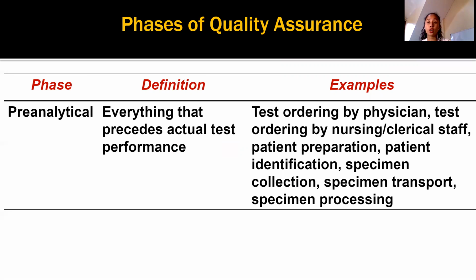Test ordering by nursing or clerical staff. We should train them, we should inform them that the test orders they input are correct. Patient preparation. For example, if the test requires fasting, we should allow the patient to fast for 8 to 12 hours. No more, no less. Anything beyond 8 to 12 hours, class, our result will be bad. Patient identification. Obviously, class, if you have the wrong patient, your result is useless. You collected from the wrong patient. The way we collect specimen, maybe you put it in the wrong tube. Specimen transport, specimen processing, you gave serum but plasma was needed.